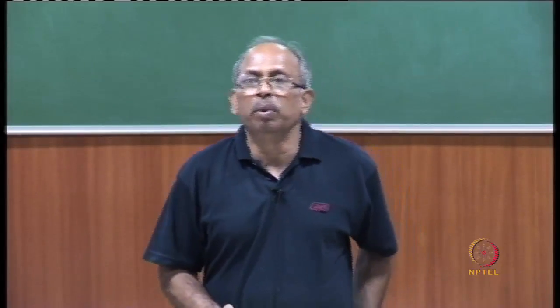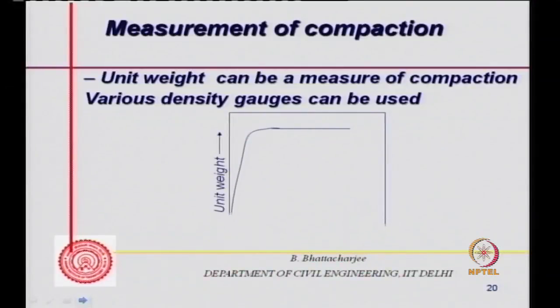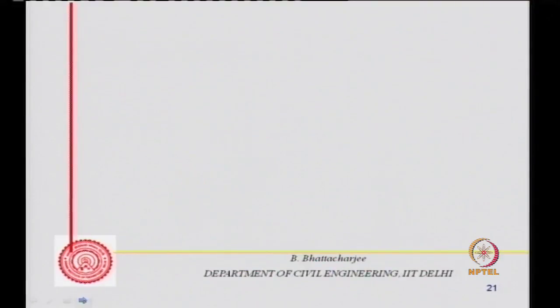One can measure the unit weight by various density gauges, and they typically look like this. Unit weight versus time of vibration. So after a certain period of time, vibration is complete. In fact, somewhere here, the mortar would have come out right at the top, and after that, you need not look into any further. The vibration is over.